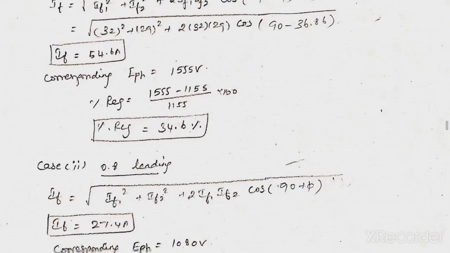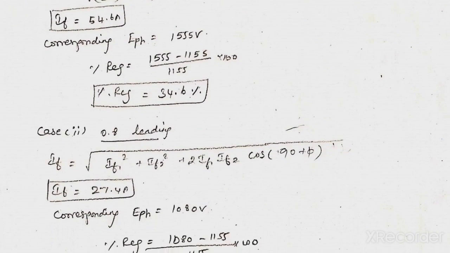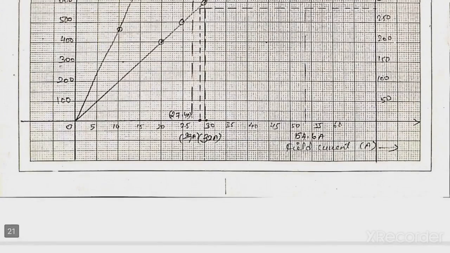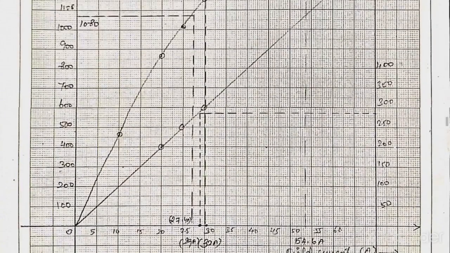For the second case, 0.8 leading, IF is the same IF1, IF2, 32, 29. But here cos(90 plus phi). For leading cos(90 plus phi), for lagging cos(90 minus phi). So substitute all values, we get the value of IF is equal to 27.4, nearer to 28. So mark 27.4 and hit the OCC.